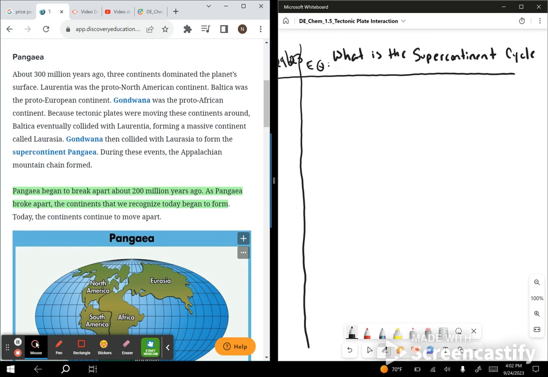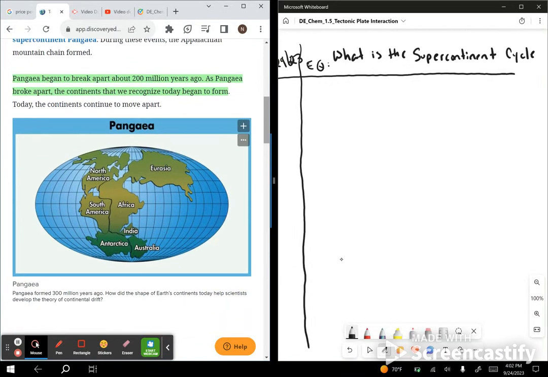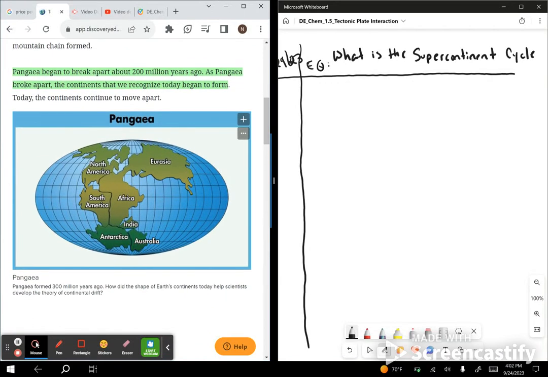About 300 million years ago, three continents dominated the planet's surface. And they kind of go into that, and I'm going to let you read that. And again, remember, read, please. Don't just copy my notes, okay? But I'm going to go down to the second paragraph here. Pangea began to break apart about 200 million years ago. As Pangea broke apart, the continents that we recognize today began to form.